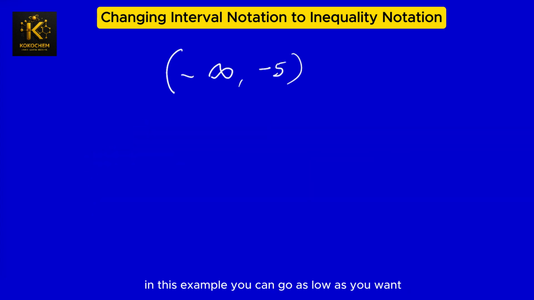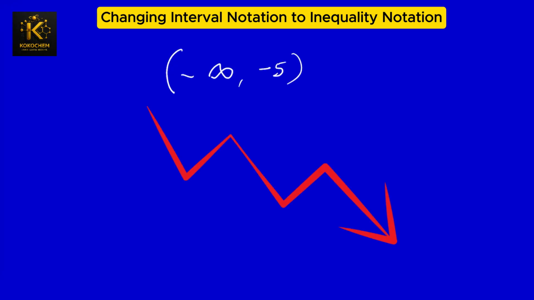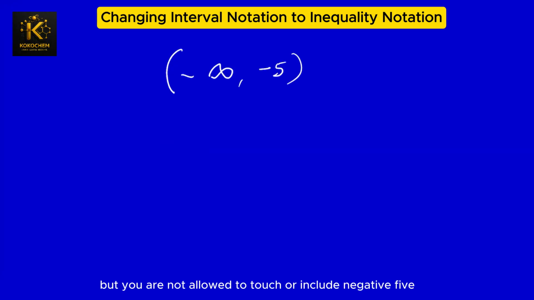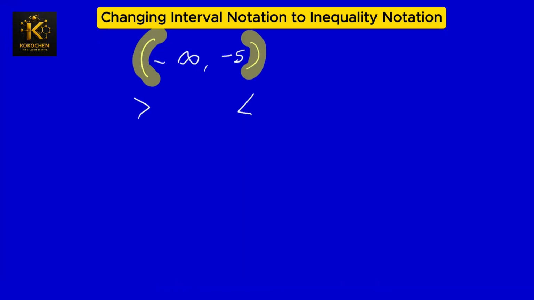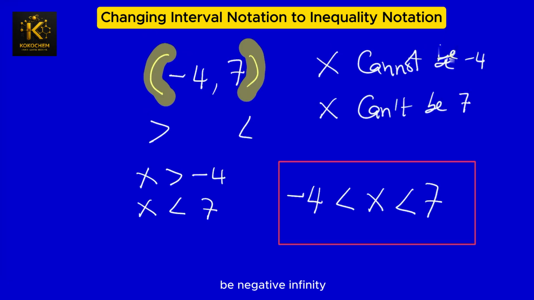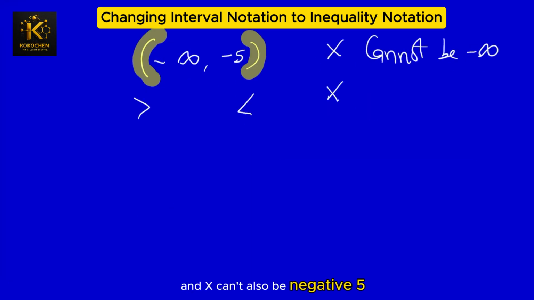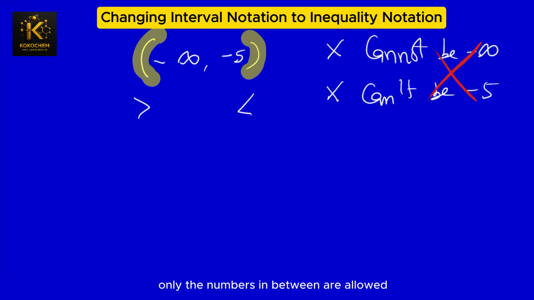In this example, you can go as low as you want, but you are not allowed to touch or include -5 because this parenthesis means greater than sign and this parenthesis means less than sign. That is to say, x cannot be -infinity and x can't also be -5. Only the numbers in between are allowed, okay?